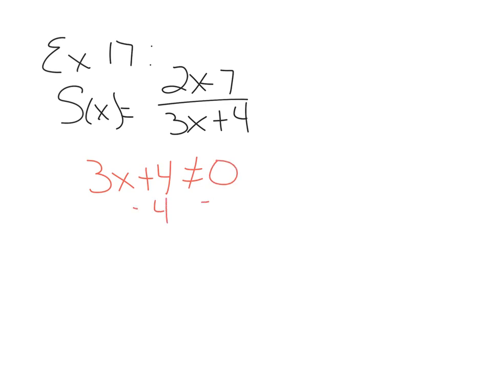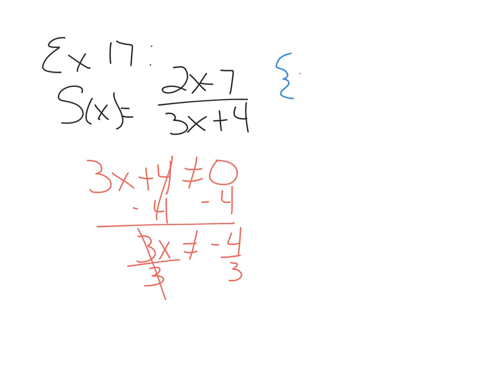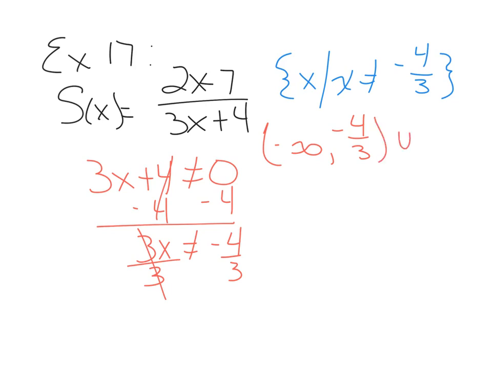Solving for that, we first subtract the 4. 3x cannot equal negative 4, and then divide by 3, and we get x cannot equal negative 4 over 3. In set builder notation, x such that x cannot equal negative 4 over 3. In interval notation, it will be not braces. It will be parentheses, negative infinity to negative 4 over 3, union with negative 4 over 3 to positive infinity.